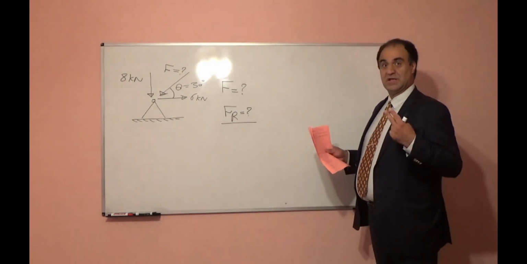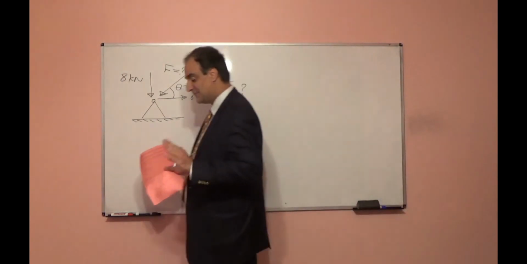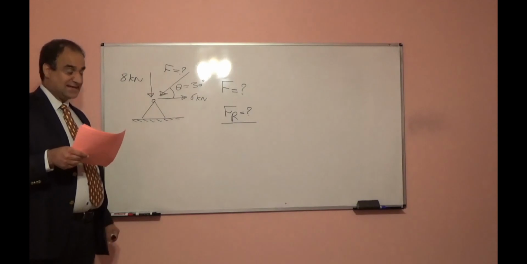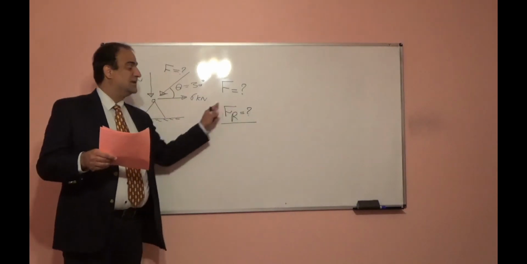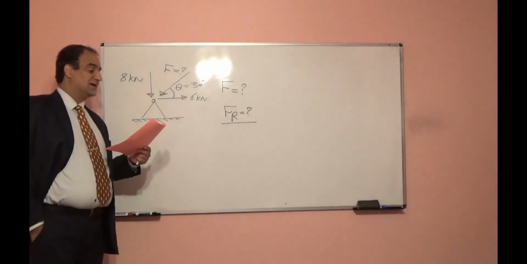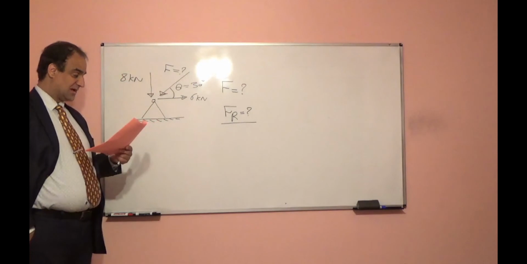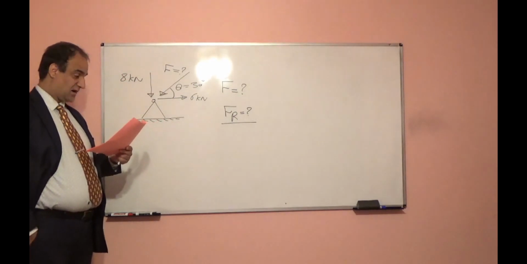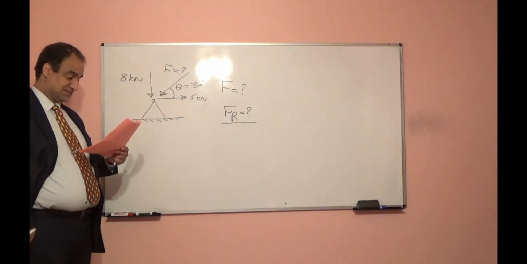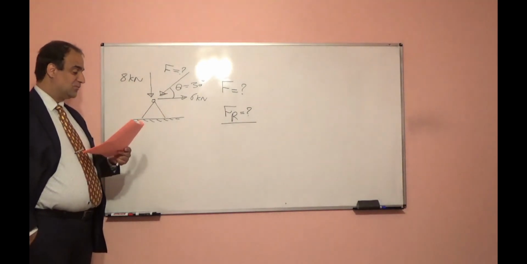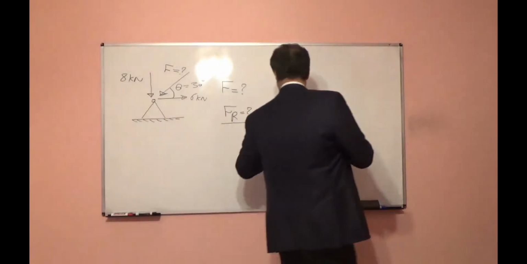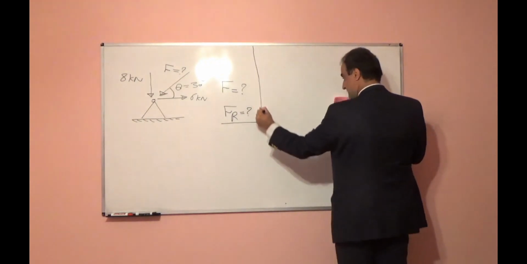So there are 2 unknowns. First, we will find the minimum magnitude for this force. Then we will find the minimum resultant force. I will read the problem statement one more time. Determine the magnitude of force F so that the resultant force Fr of the 3 forces is as small as possible. What is the minimum magnitude of resultant force? So you will think about this problem.